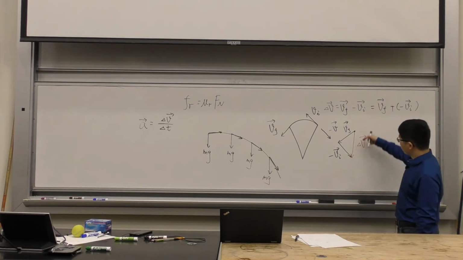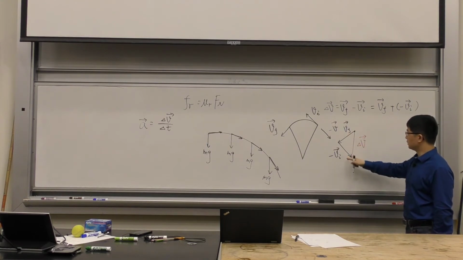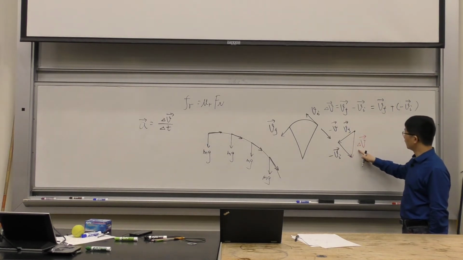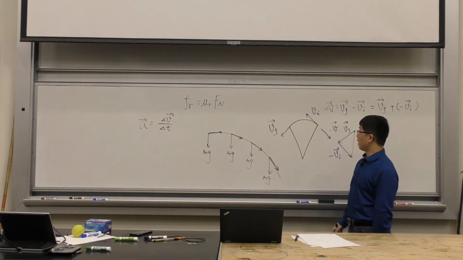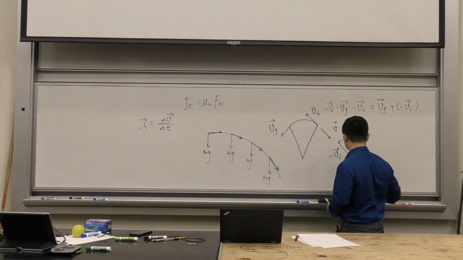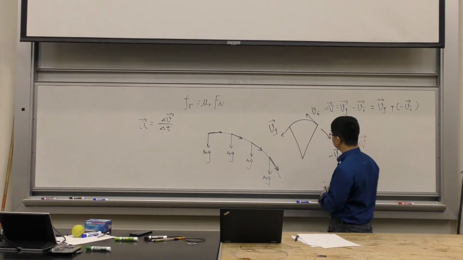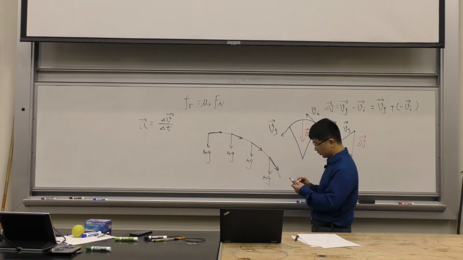You see that you find a vector, whatever these 2 are called, right? This is A, this is B, then this is the sum of them, okay? This delta V is toward the center. And then if you do delta V divided by delta T, you will get an acceleration toward the center. Okay, so that's how you prove it.